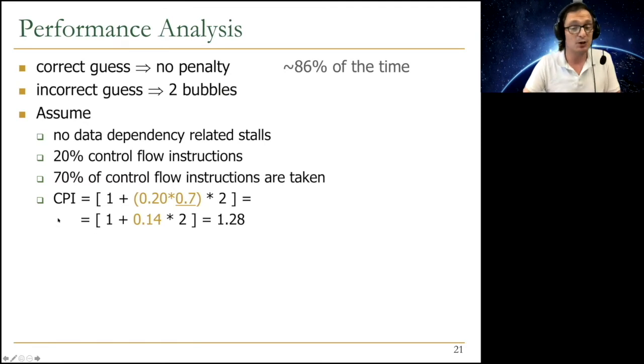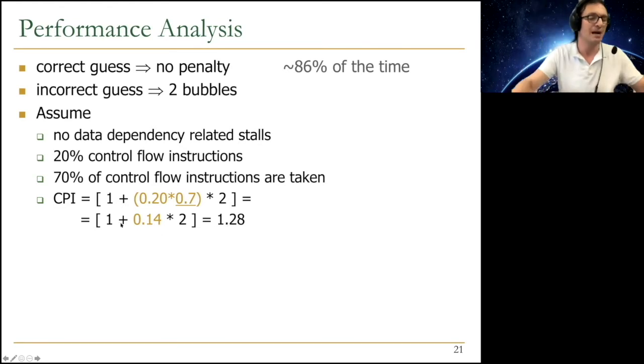Now, the cycles per instruction that we get in this very simple analysis, which I'm not going to go into a lot, is this. Essentially, normally, you don't have any penalty, 1 cycle per instruction. No data dependency related stalls. This is a simple pipeline again. But 14% of the time, you get 2 cycle additional bubble. Right, so your CPI becomes 1.28 as opposed to 1 in the simple pipeline.